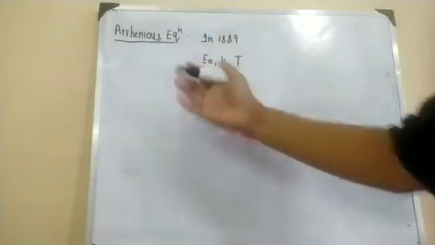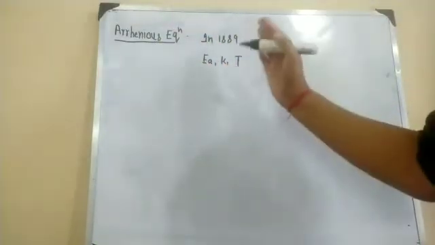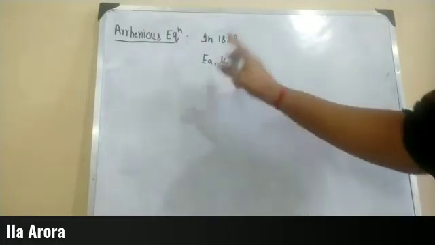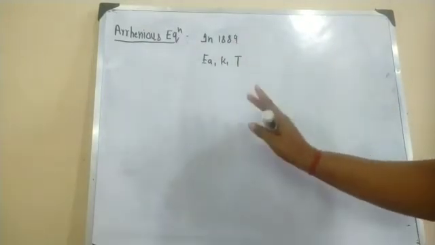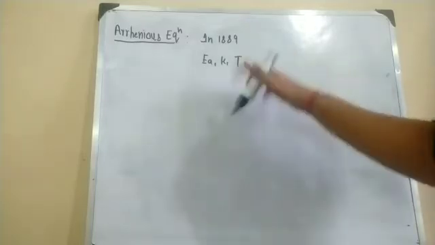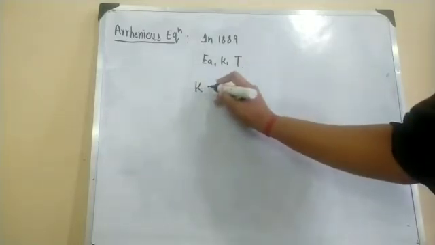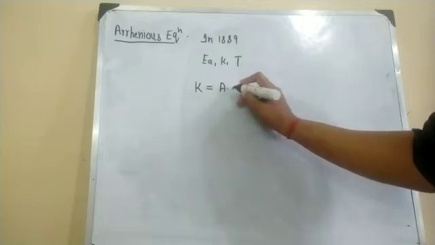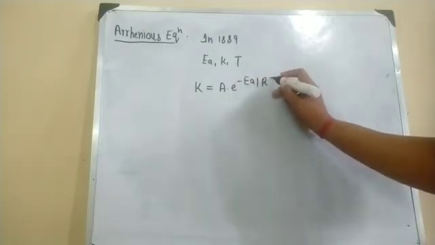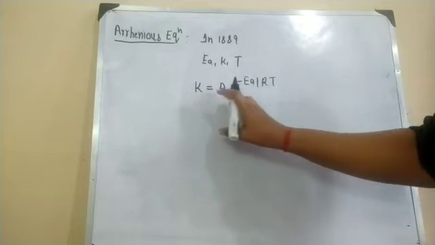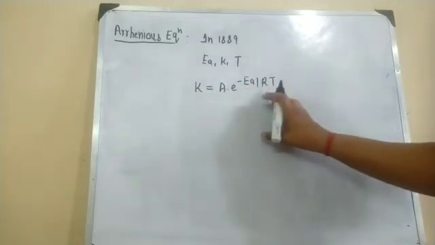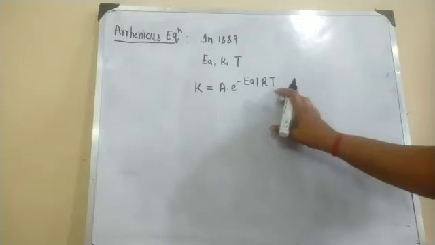Today we are doing the Arrhenius equation. Arrhenius proposed an equation to calculate the activation energy EA of a chemical reaction having rate constant K and temperature T in 1889. This was the Arrhenius equation: K is equal to A into e raised to power minus EA by RT. In this equation, K is the rate constant, A is the frequency factor, EA is the activation energy, R is the gas constant and T is the absolute temperature.